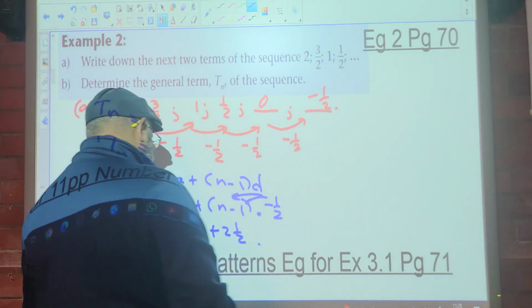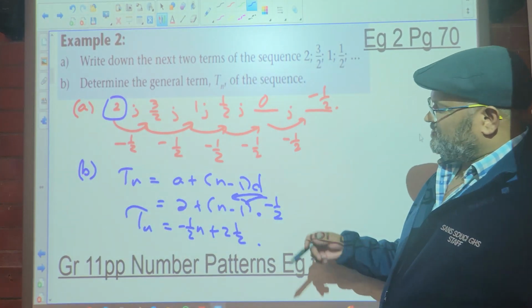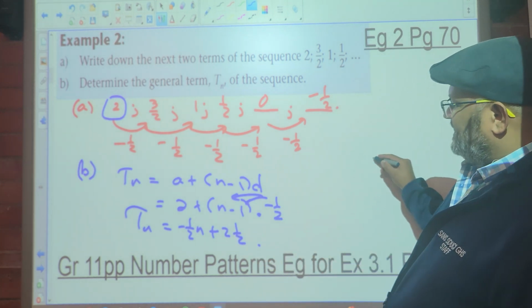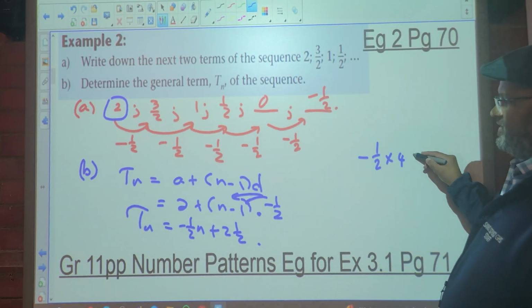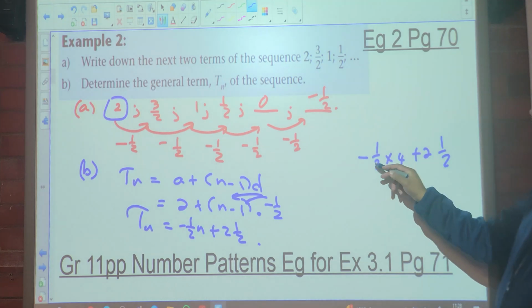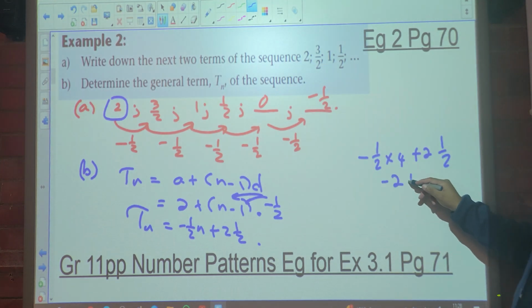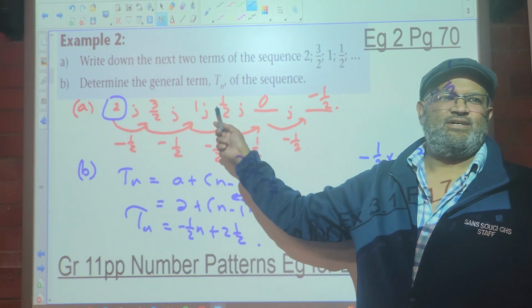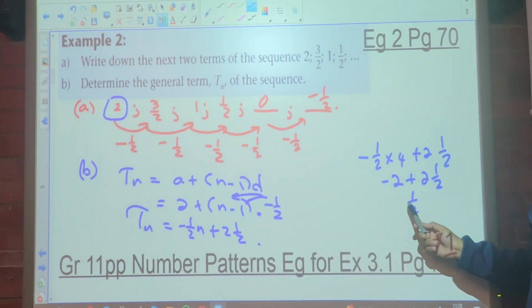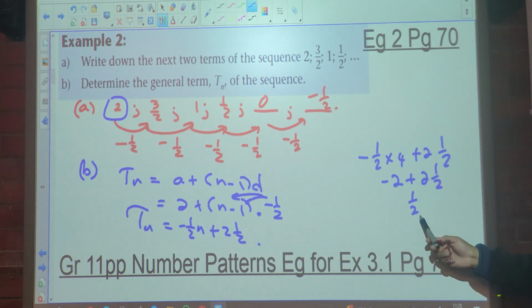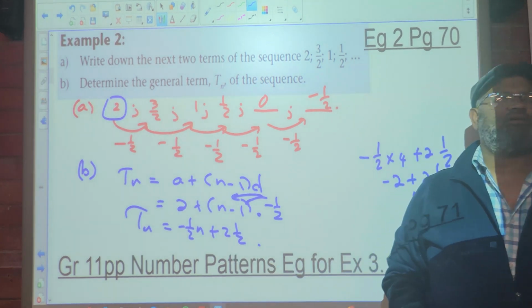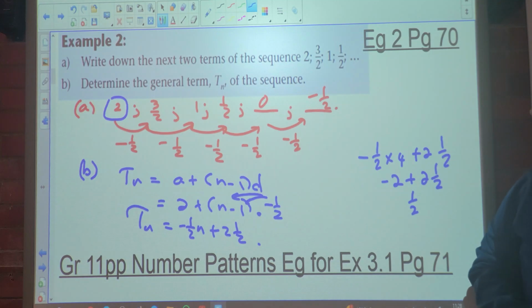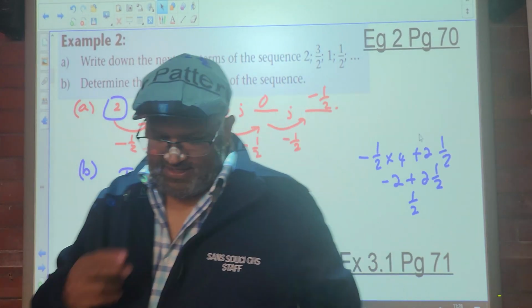And of course we can test it. So we'll test it with 4. It's going to be negative a half times 4 plus 2 and a half. Negative a half times 4 is negative 2, plus 2 and a half. Negative 2 plus 2 will cancel, so I'm left with half. And you can check 1, 2, 3, 4: term 4 is indeed half. If I got anything other than a half, then I made a mistake and my general term is incorrect. Move on. Are there any issues there, people?